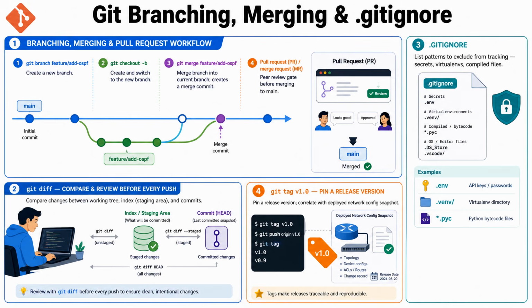If you accidentally commit a .env file containing API credentials to a public GitHub repository, you must rotate those credentials immediately. Bots scan GitHub for leaked credentials within minutes of a push.